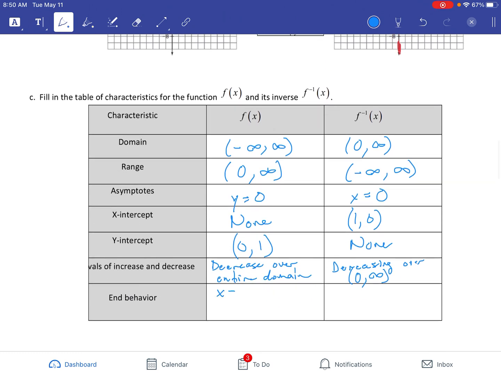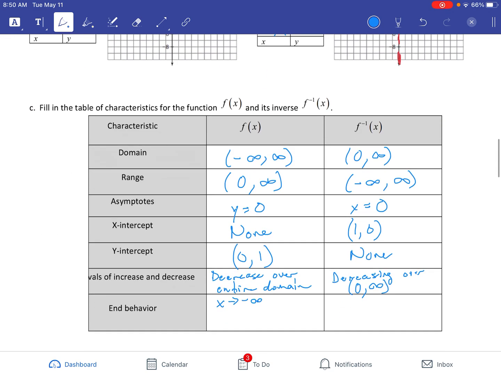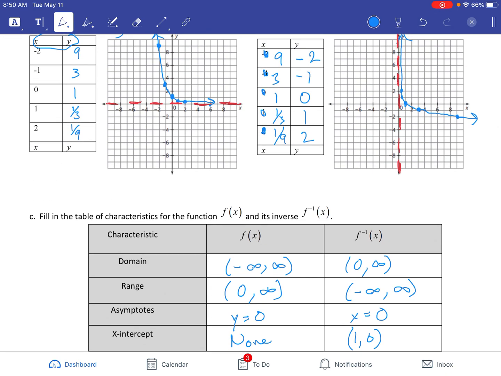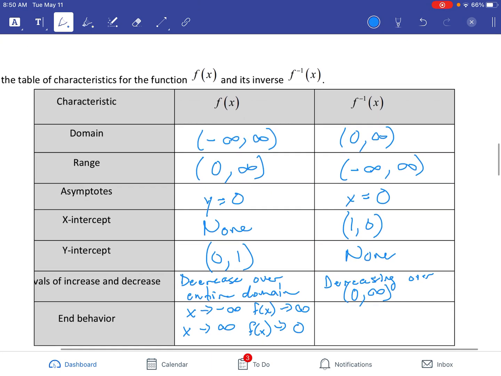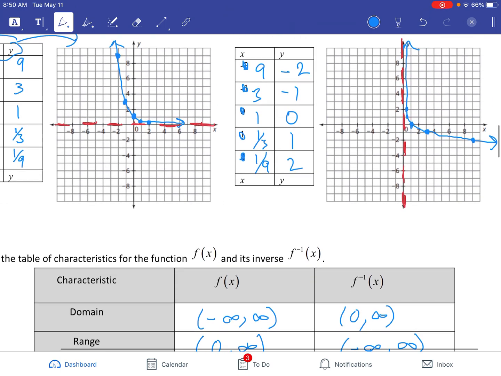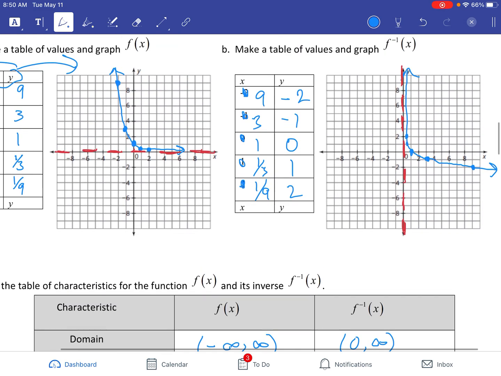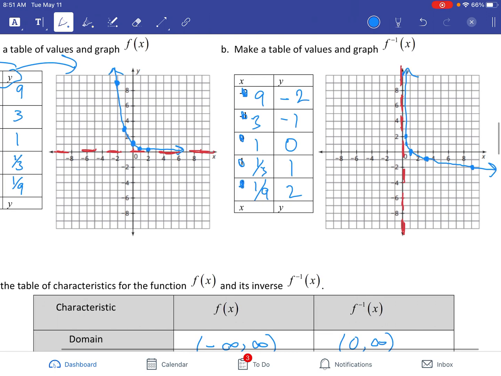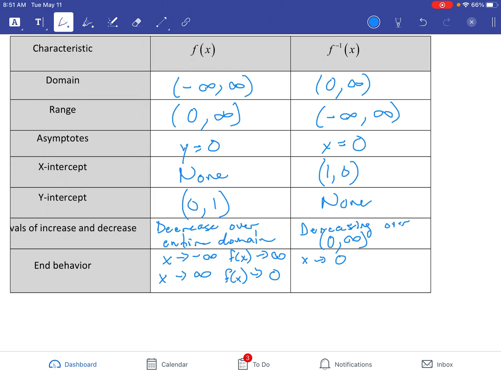As the graph goes to the left towards negative infinity, what is it doing, going up or down? It's going up towards infinity. As the graph moves to the right towards positive infinity, the graph gets closer and closer to 0, but it never actually gets there. For the inverse function, as the graph moves to the left, it's only going to move to the left on this inverse up until it hits that y-axis asymptote, which means it's really not approaching infinity, it's approaching 0. Okay? The graph is going up towards positive infinity.